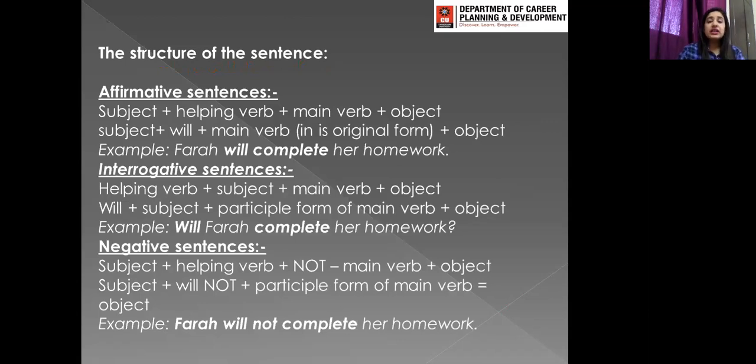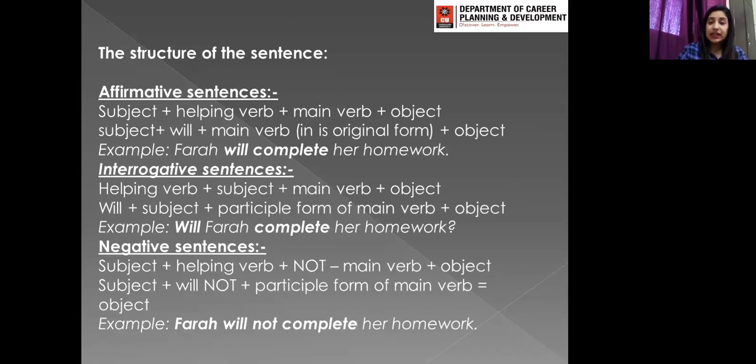First, the affirmative sentences. The structure is subject, helping verb, main verb plus object. The example is, Farah will complete her homework. This is affirmative, that is going to happen positively. Farah is the subject, will is the helping verb, complete is the main verb, and then the object. Another example: he will do his homework. Again, he is the subject, will is the helping verb, do is the main verb, and his homework is the object.